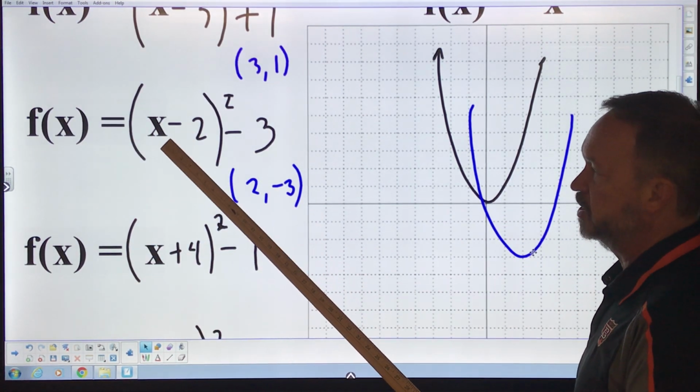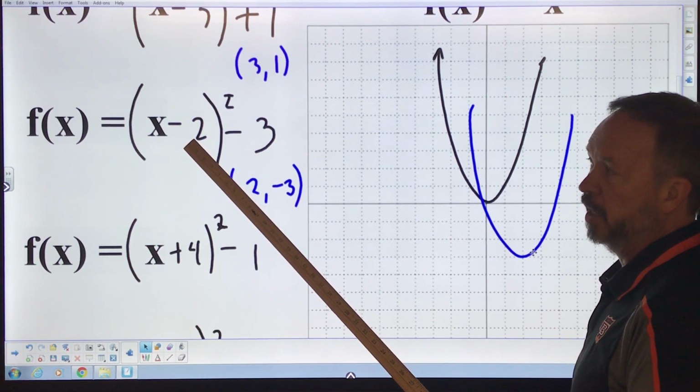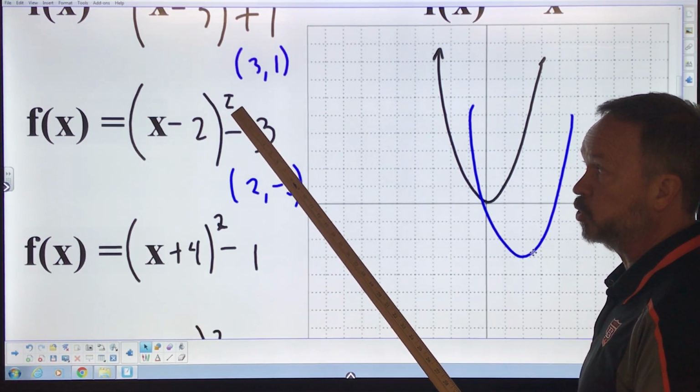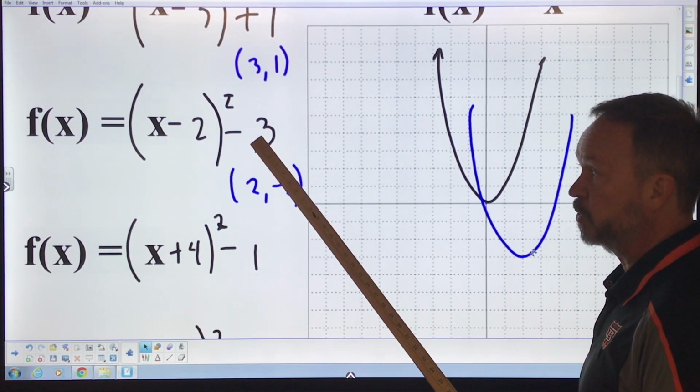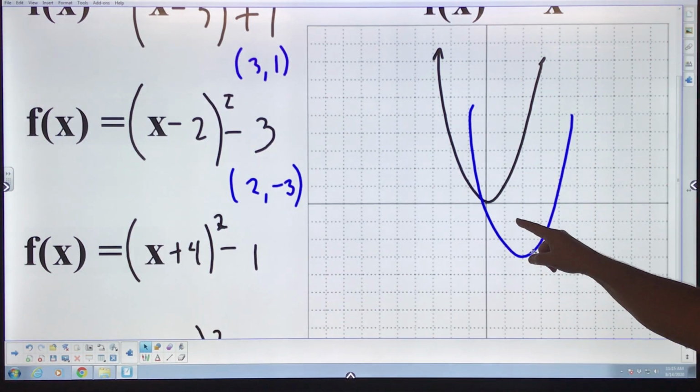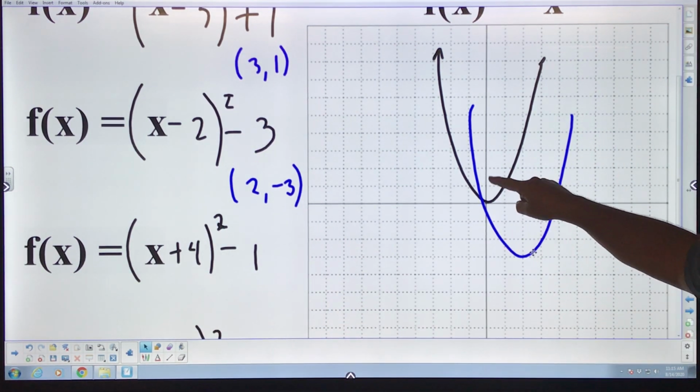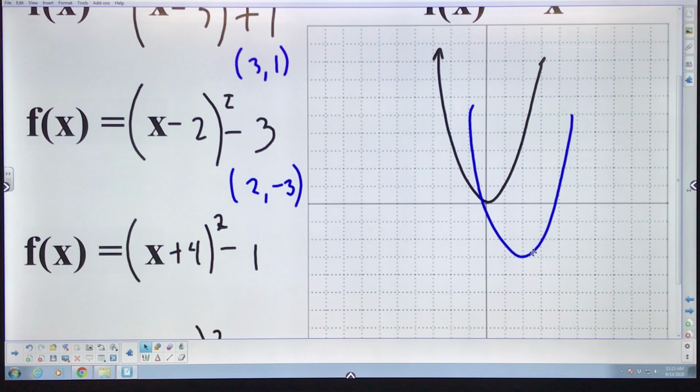So put in 0. What is 0 minus 2? -2. What's -2 squared? 4. What's 4 minus 3? 1. So 0, 1. You can see I'm off just a little with my graph. But I knew I was. I could tell. But it's still in the neighborhood. And for right now, that's good.